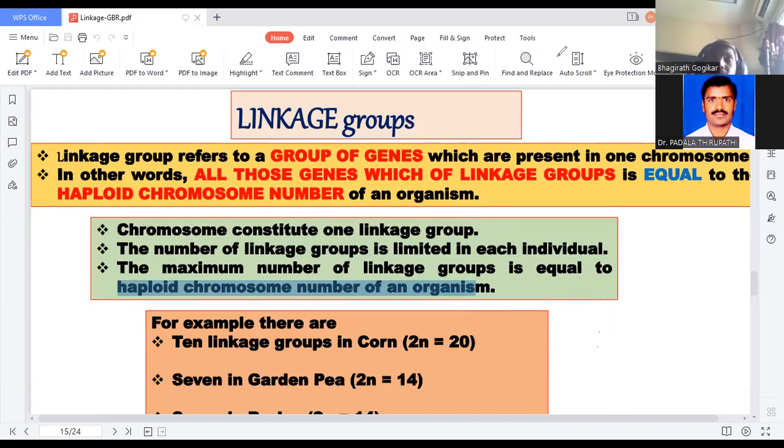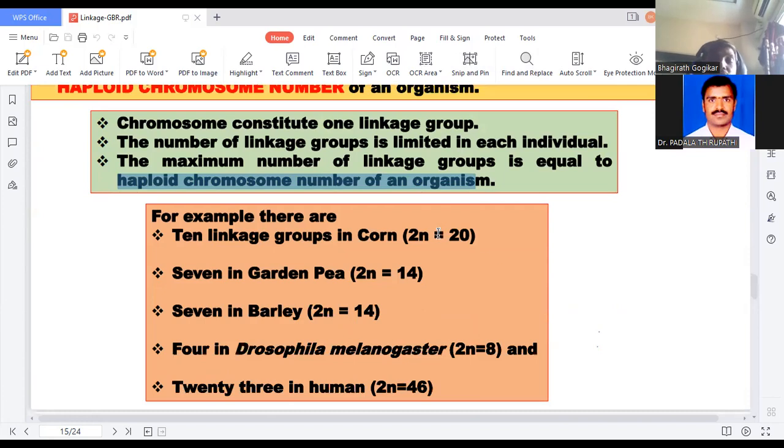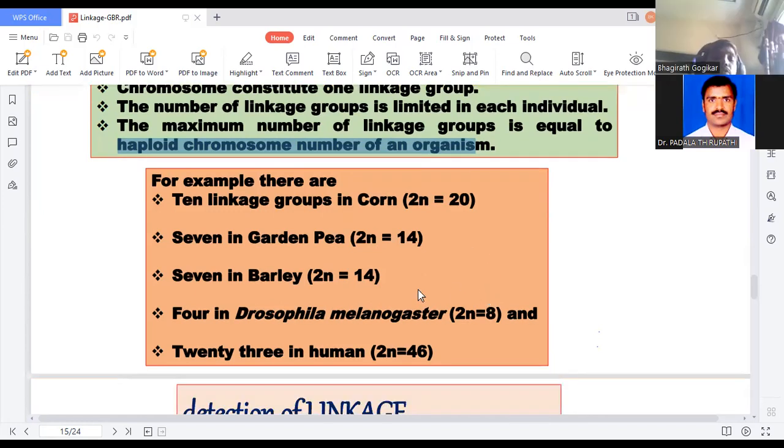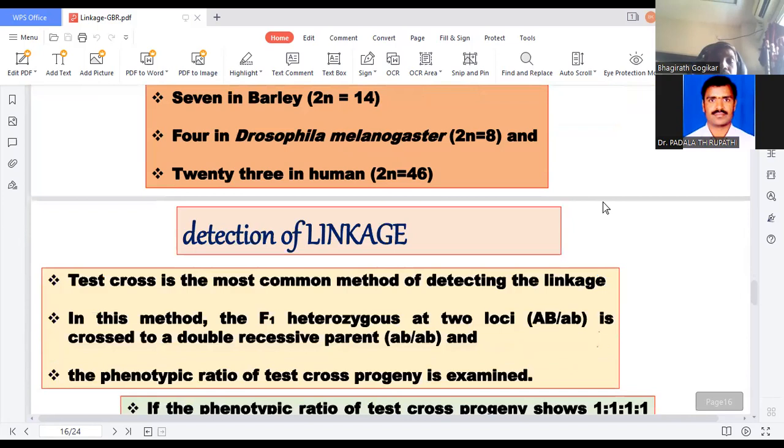So just go through this. For example, in the corn plant, the diploid number is 20. How many linkage groups are there? 10. In the pea plant, how many linkage groups? 7. In this way you have to remember: Drosophila melanogaster is 4, human beings are 23, and the pea plant is 7. These are examples generally asked in the PG entrance examinations.